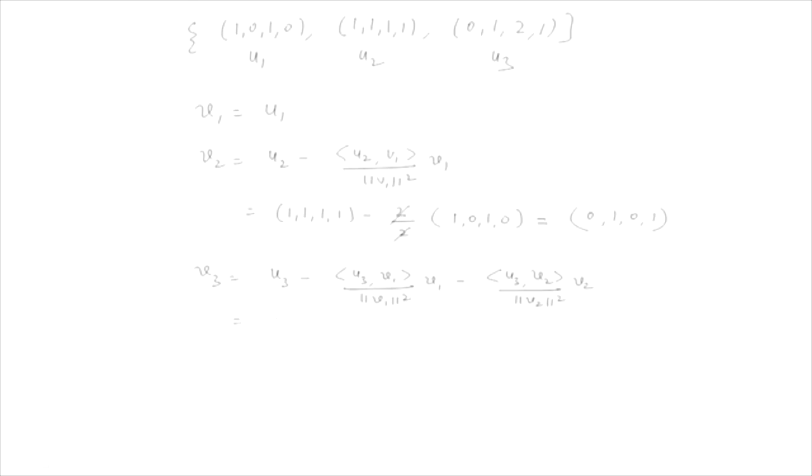So, you see, u3 is 0, 1, 2, 1 minus the inner product of u3 with v1, v1 is u1. The inner product of u3 with u1 is 1 into 0 is 0, 0, this is 2, this is 0, that is 2. The norm of v1 squared is again 2, v1 is 1, 0, 1, 0, minus the inner product of u3 with v2, v2 is this vector. So this is 0, this is 1, this is 0, this is 1, 1 plus 1 is 2, and the norm of v2 squared is again 2 and v2 is 0, 1, 0, 1. This 2, 2 cancels out, 2, 2 cancels out, it is 0, 1, 2, 1 minus, when you add these two, it is 1, 1, 1, 1.